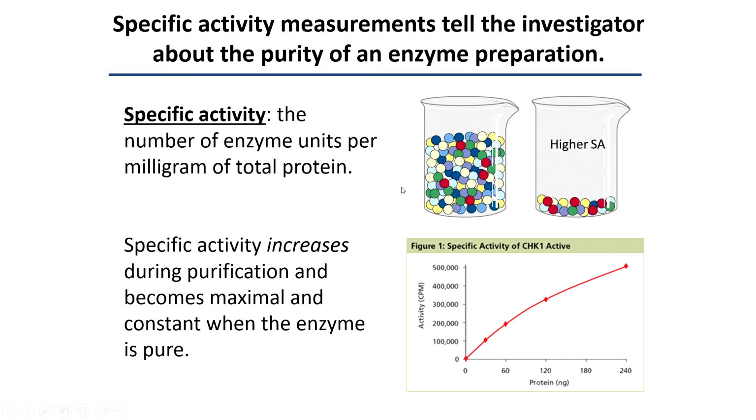And so the specific activity in this beaker is very low because the number of enzyme units here is 5, and there are lots of contaminating total proteins. Here, the specific activity is much higher. Still, we have 5 red spheres, so the same amount of enzyme present, but fewer contaminating total proteins. This means specific activity will increase with each purification step and will become maximal and constant when the enzyme is pure. And so activity is measured as this enzyme's ability to turn substrate into product.